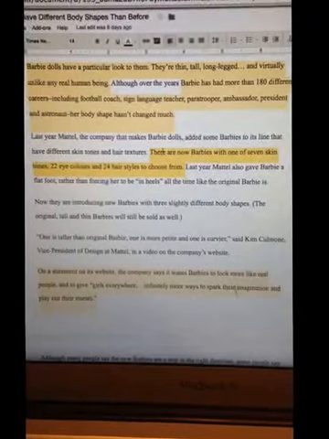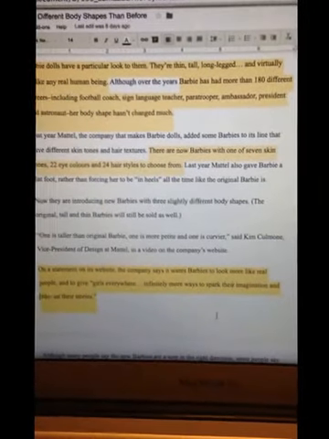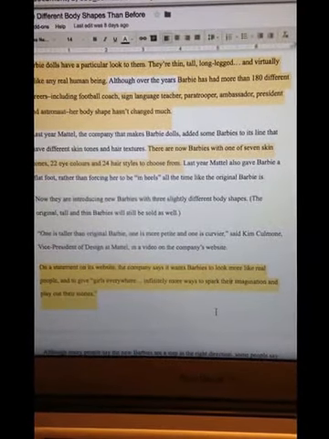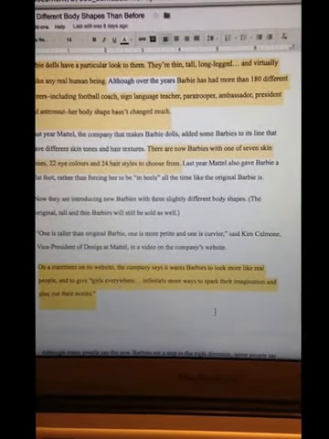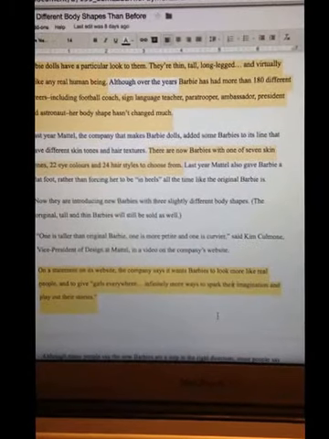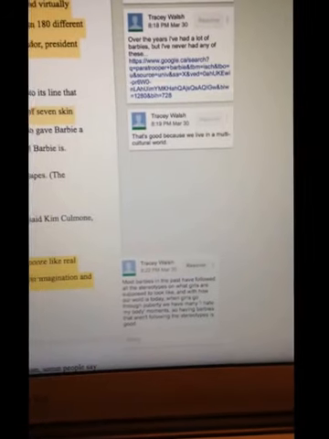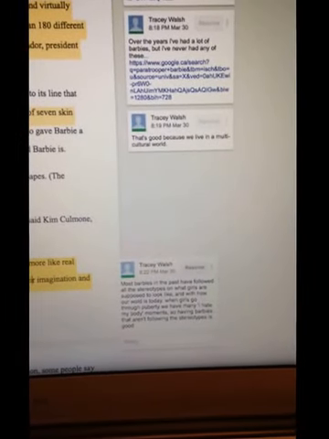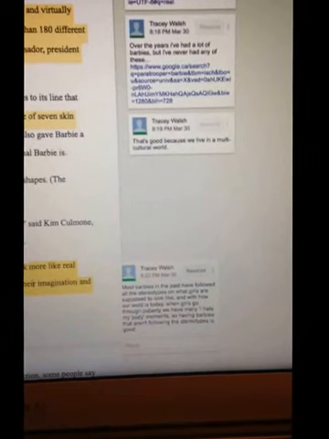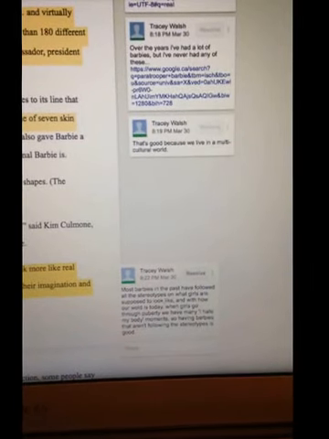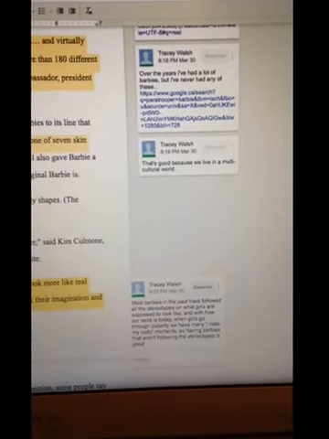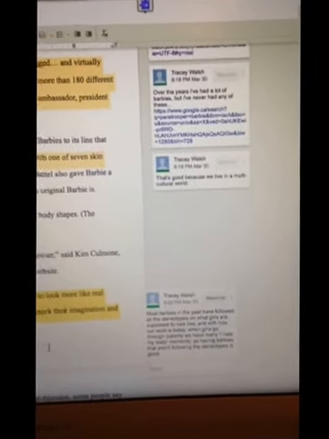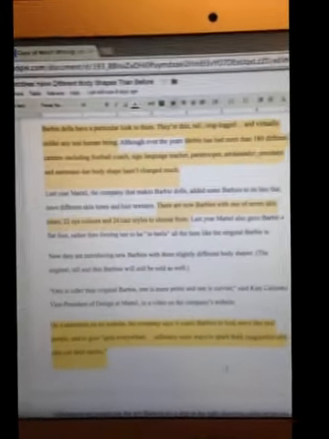Mm-hmm. Okay, we have a connection down here, or some thinking. On a statement on its website, the company says it wants Barbies to look more like real people and to give girls everywhere infinitely more ways to spark their imagination and play out their stories. And your connection or thinking there was? Most Barbies in the past have followed all the stereotypes of what girls are supposed to look like. And with how our world is today, when girls go through puberty, we have many I hate my body moments. So having Barbies that aren't following the stereotypes is good. Okay, and a dead end or helps make meaning? Helps make meaning.